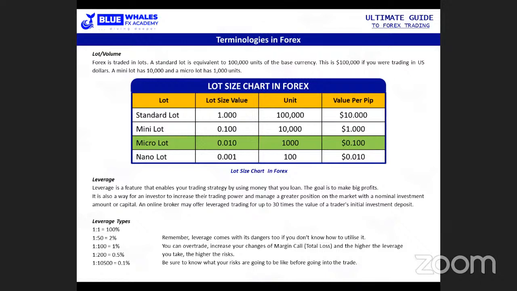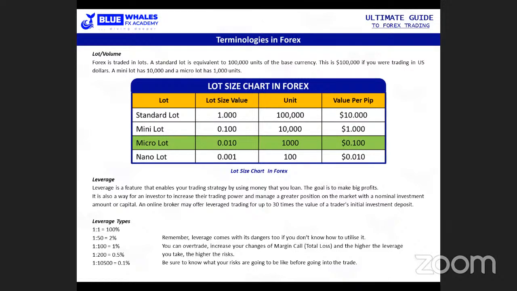So that's why leverage plays a major role. It's also a way for an investor to increase their trading power and manage a greater position on the market with a nominal investment amount or capital. So you understand? If I deposit 10,000 as my trading capital and I choose a better leverage, I'm able to manage and expand my trading power. Understand? All right. So these are some of the leverages that you have.